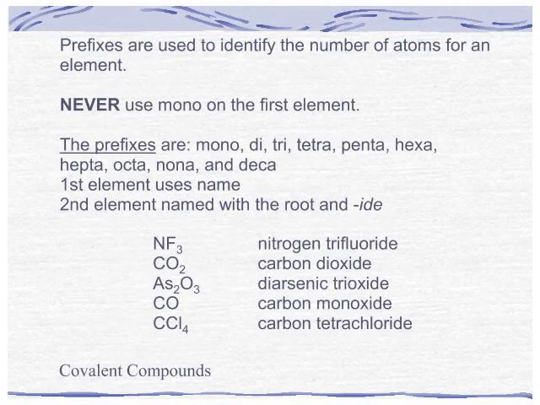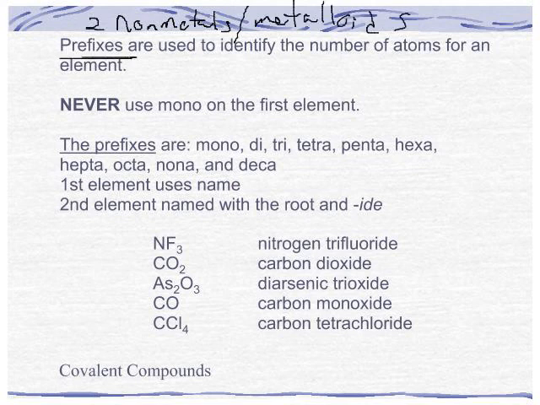Okay, the last type that we're going to talk about is our covalent compounds. That's when you have 2 nonmetals or metalloids. We use prefixes because we're not dealing with charges anymore. We have to know how many we have. So you have your mono, meaning 1, di is 2, tri is 3, tetra is 4, penta, hexa, hepta, octa, nona, and deca. The first element, just like with the ionic compounds, uses the name.